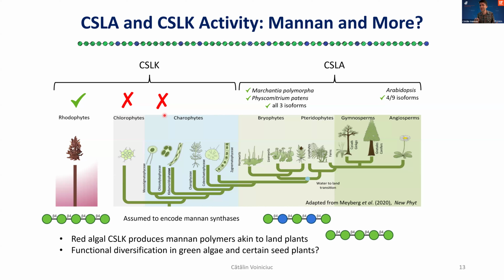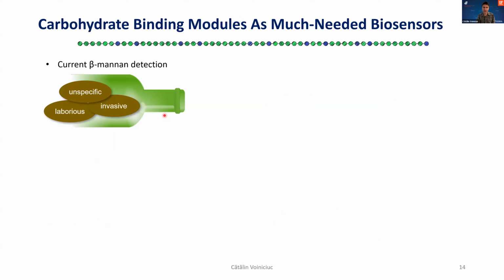Now, of course, I have to stress this was only about a dozen enzymes, and so it cannot be representative of the whole diversity of species found in those clades of life. So to address this issue, we actually needed to develop some new probes to detect carbohydrates.